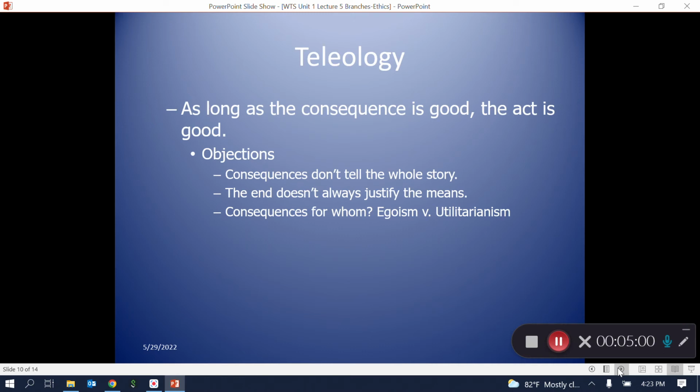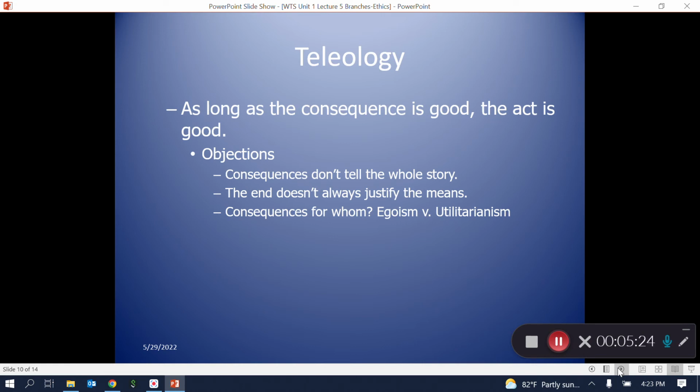So what teleology says is that as long as the consequences are good, the act is good. One objection is that consequences don't tell the whole story. Suppose I killed somebody, God forbid, and that's all you know. Do you know enough to pass moral judgment? Would it make a moral difference if I did it out of self-defense or to defend an innocent third party, as opposed to doing it accidentally or out of malice?